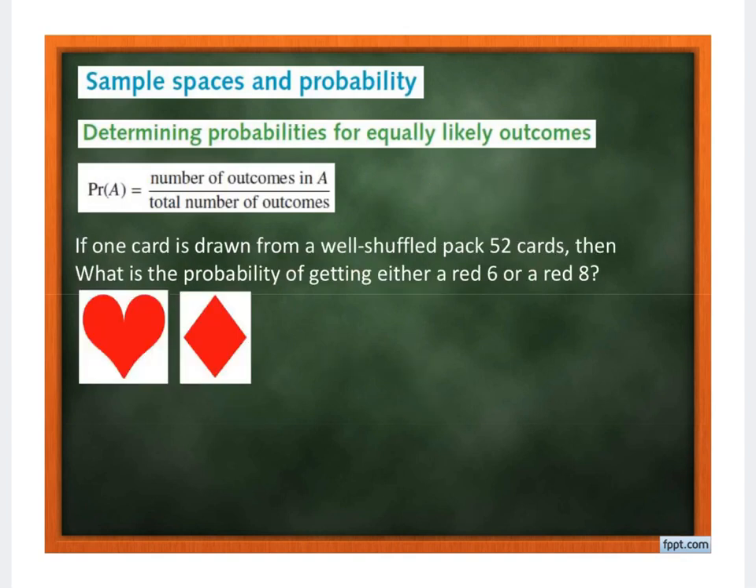If one card is drawn from a well-shuffled pack of 52 cards, what is the probability of getting either a red 6 or a red 8? There are two red 6s, 6 of heart and 6 of diamond, and also two red 8s, 8 of diamond and 8 of heart. So there are 4. The probability is 4 over 52 cards, equal to 1 over 13.